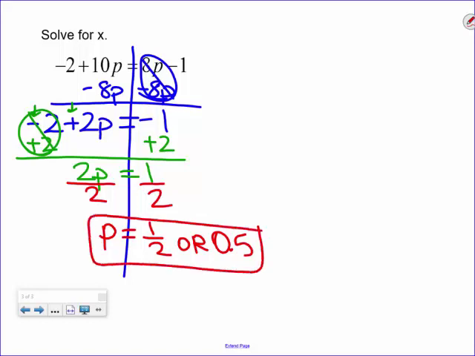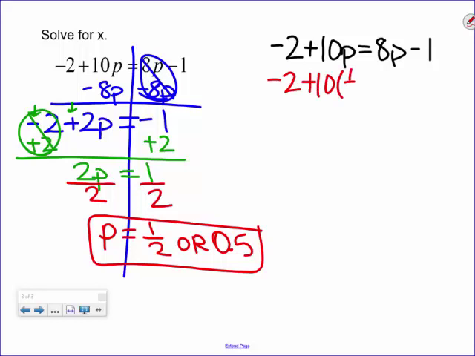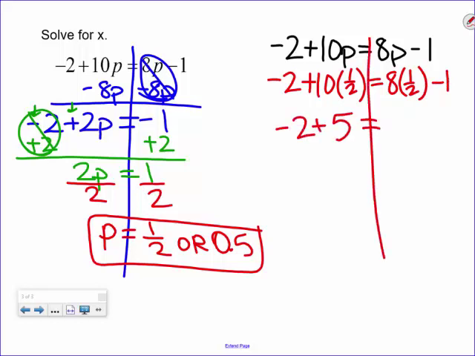Okay? Again, I want you to check this one. It doesn't matter whether you plug it in as half or as a decimal. You'll get the same answer either way. So right here I have half of 10, which gives me what? 5. And then I have half of 8, which gives me 4. Now I have -2 plus 5, which gives me what? +3. And then I have 4 minus 1, which gives me +3. Does 3 equal 3? Yeah. So did we do it right? Yes.